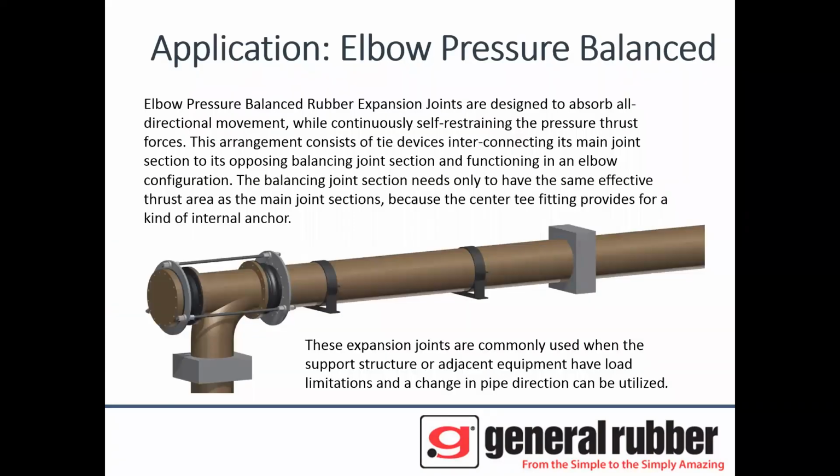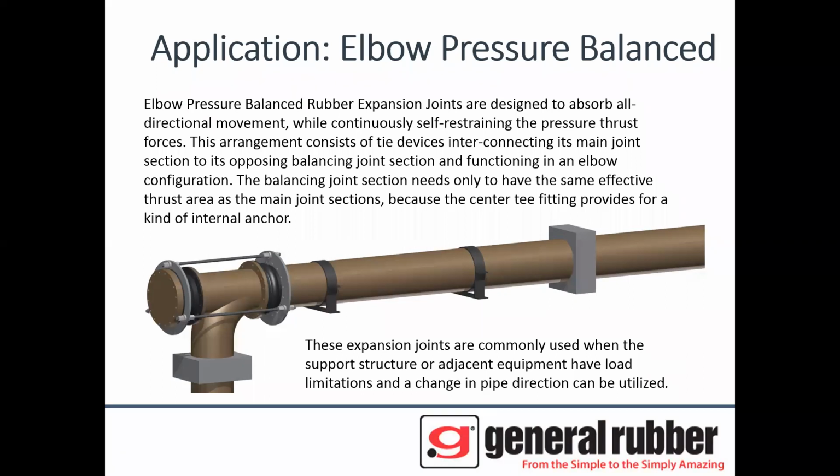Next, we have an application for elbow pressure balance, similar to the inline pressure balance. They absorb all directional movements while continually self-restraining the pressure thrust force in the system. And these expansion joints are commonly used when the support structure and adjacent equipment have load limitations, but you can take advantage of a change in pipe direction.